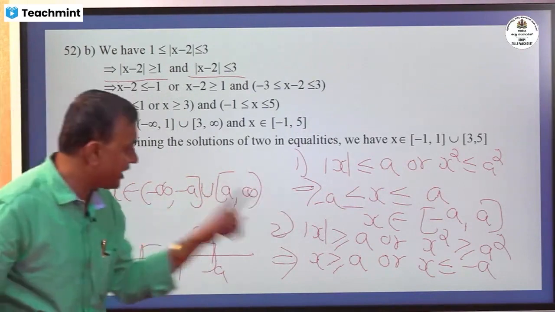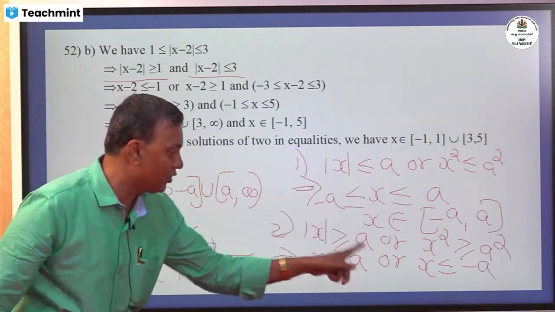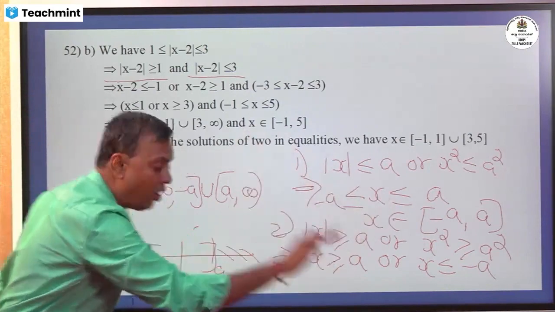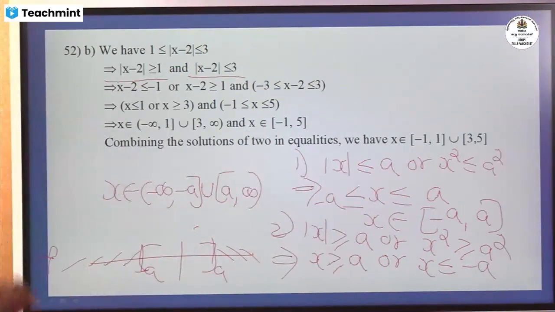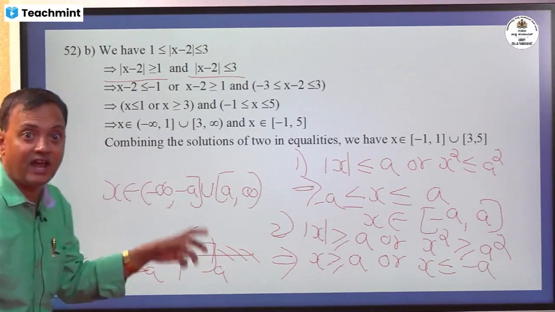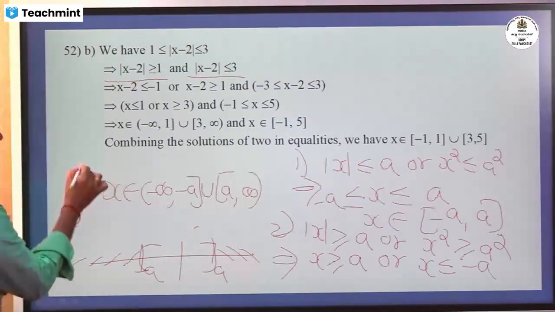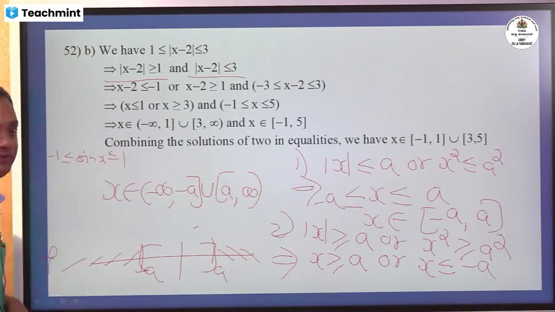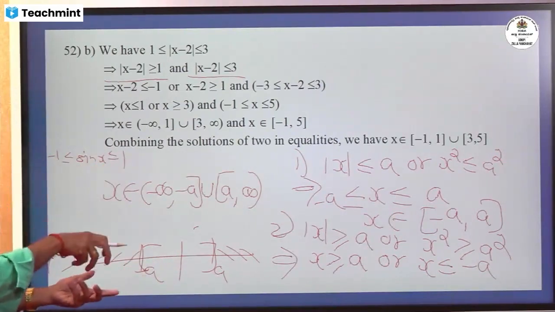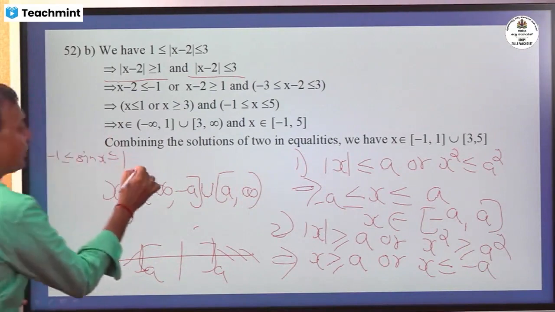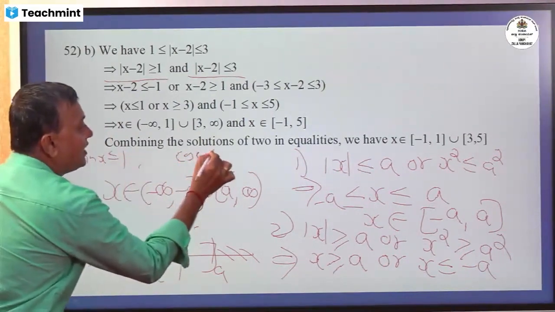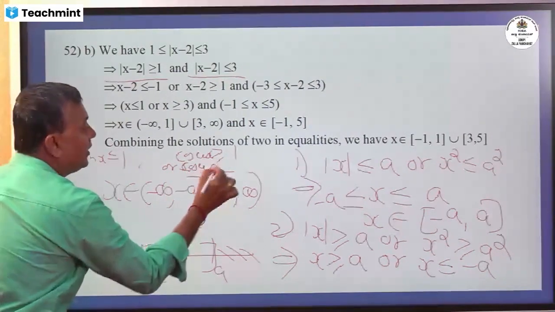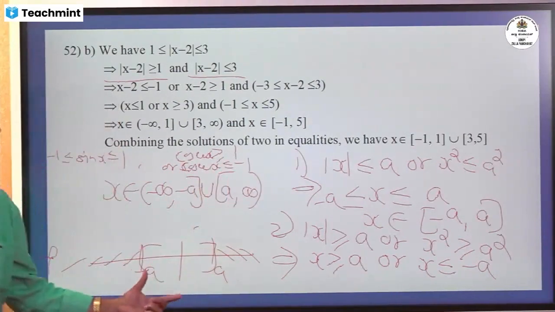And for the second one, modulus of x greater than or equal to a means either x is greater than or equal to a or x is less than or equal to minus a. Just like in sine and cosecant function, what is the range of sine x? Sine x is greater than or equal to minus 1 and less than or equal to 1. What is the range of cosecant x? It's a reciprocal. It is greater than or equal to 1 or cosecant x is less than or equal to minus 1, like this.